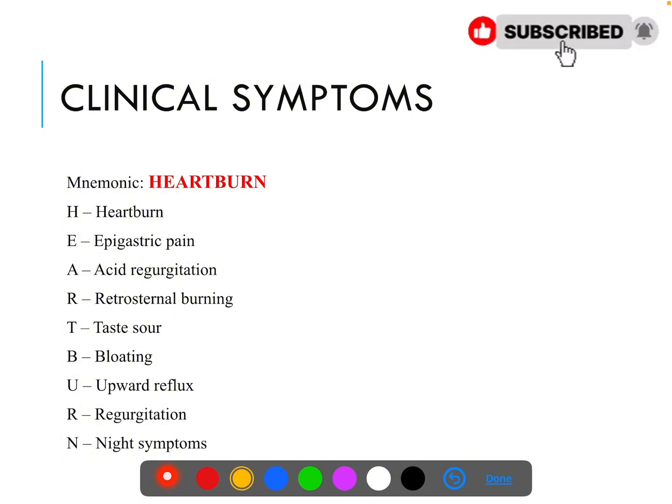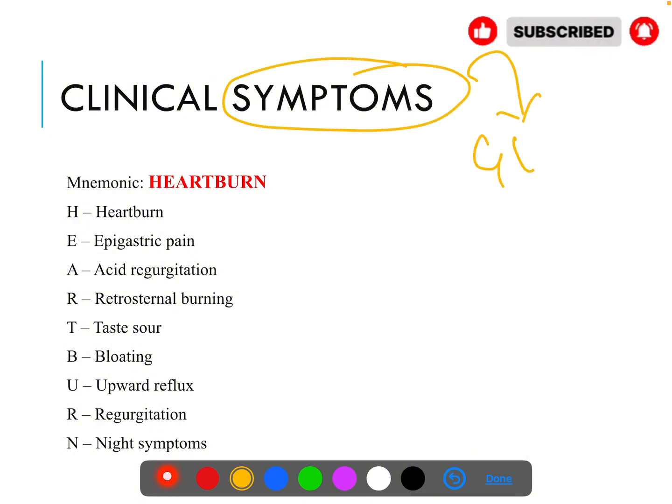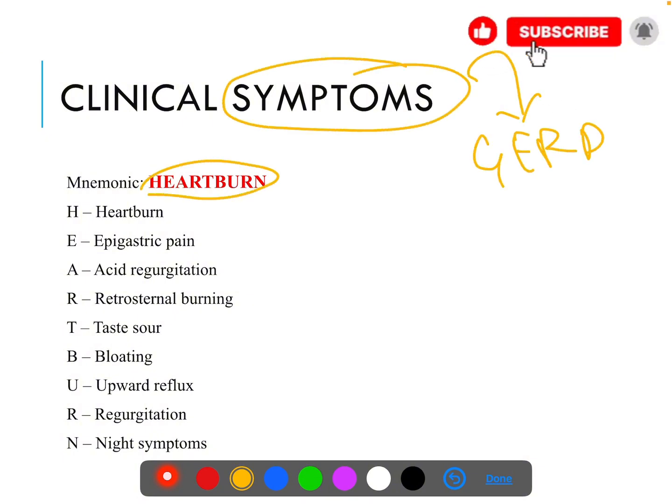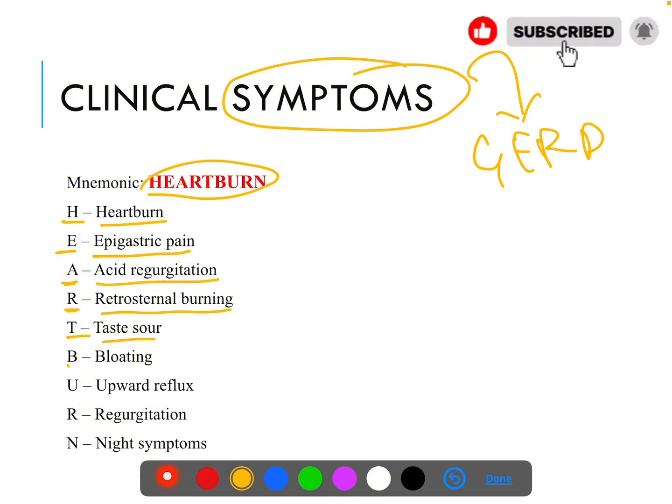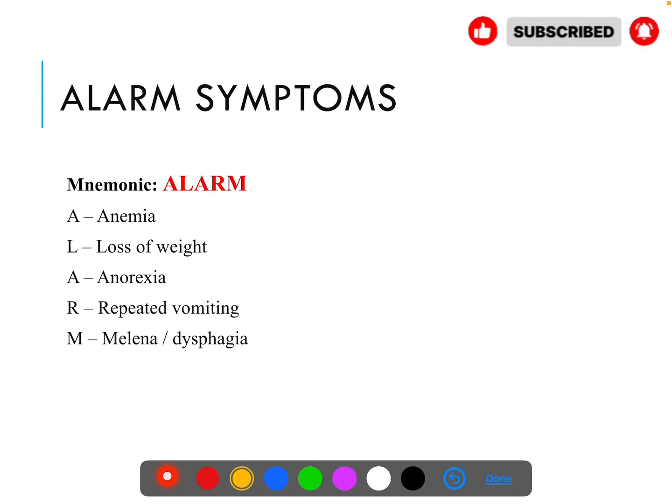So talking about the symptoms which are seen in GERD. With the mnemonic HEARTBURN, H for heartburn, E for epigastric pain, A for acid regurgitation, R for retrosternal burning, T for taste sour, B for bloating, U for upward reflux, R for regurgitation, N for night symptoms. So let's move on to ARM symptoms.